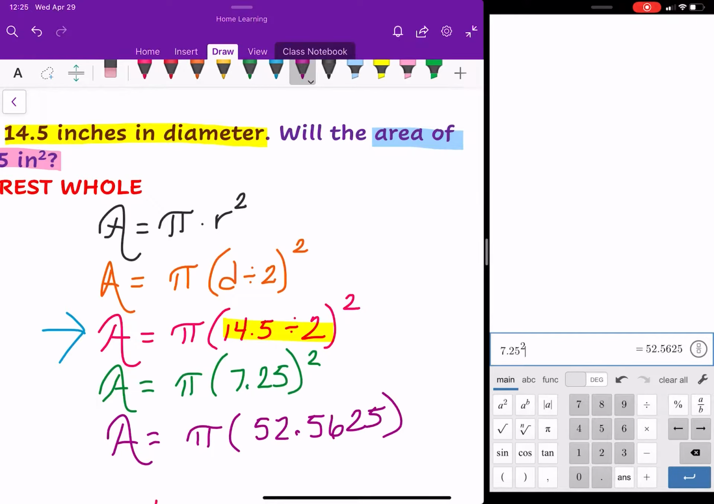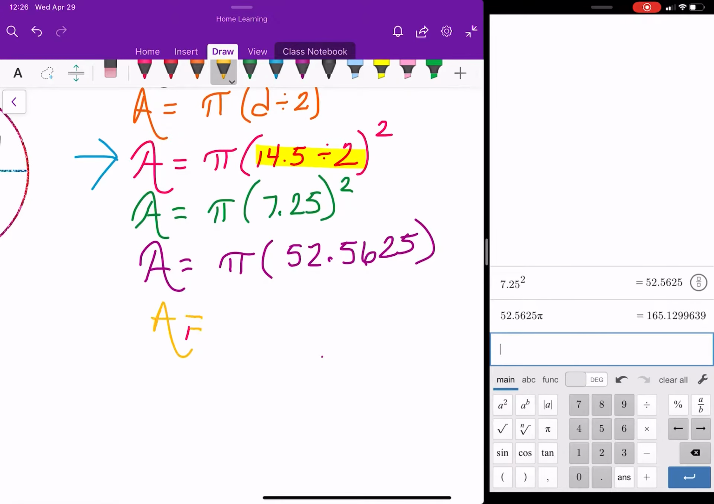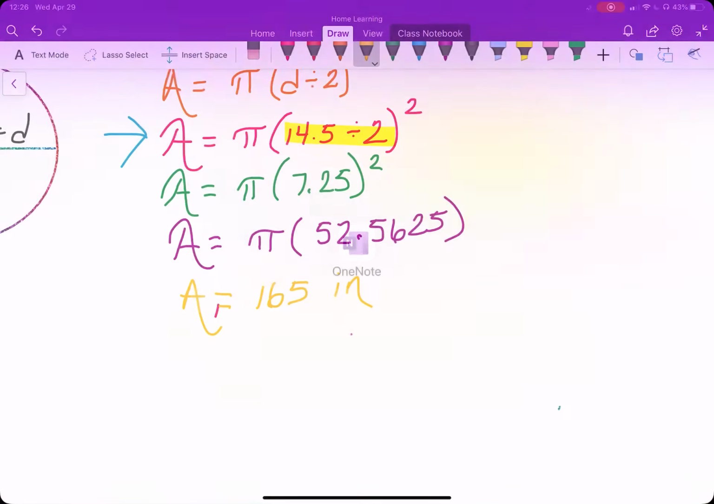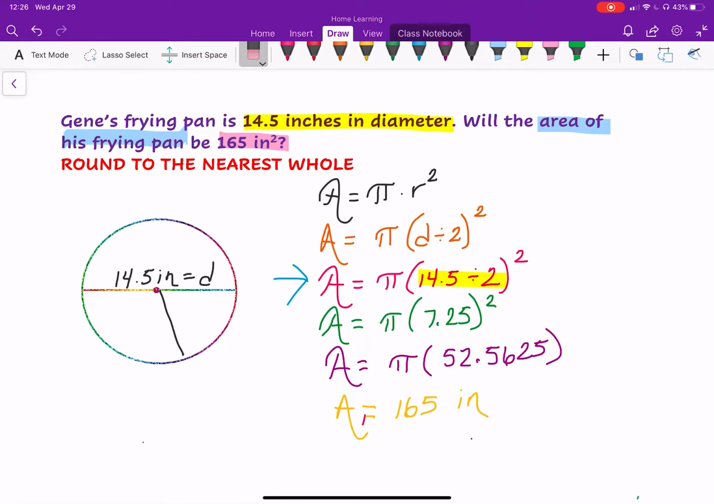And now we can just multiply that together. So we got 52.5625 pi, and we get 165. We needed to round to the nearest whole, right? So we got A is equal to 165. What was my units? Inches. Let me close this off so that we can see everything in one screen. There we go. Try to make it pretty.